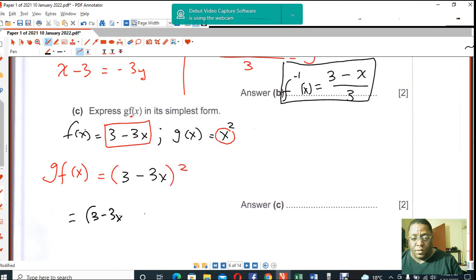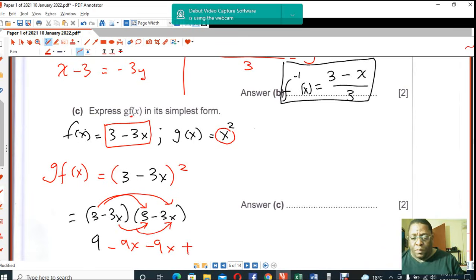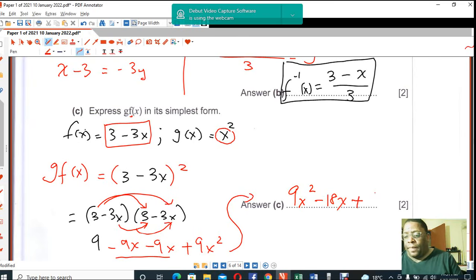That is 3 minus 3x and 3 minus 3x again. If you multiply out, 3 times 3 gives you 9. Then you multiply that over and you get minus 9x. Multiplying this gives you minus 9x. And if you multiply that, it's going to be positive 9x squared. So I'm just going to simplify this expression. It is 9x squared minus 18x, because these two in the middle are like terms, plus 9. And that is how that question should be done.